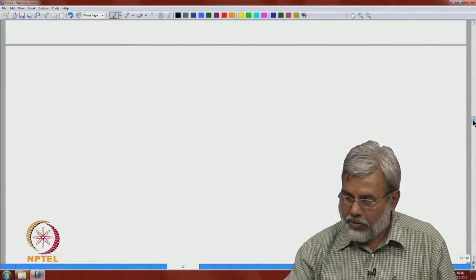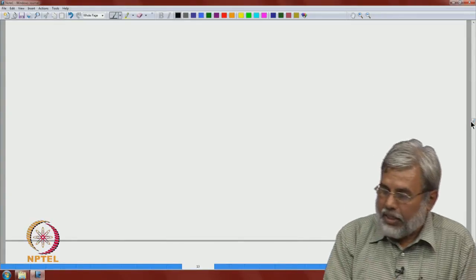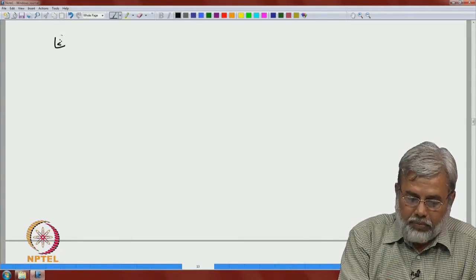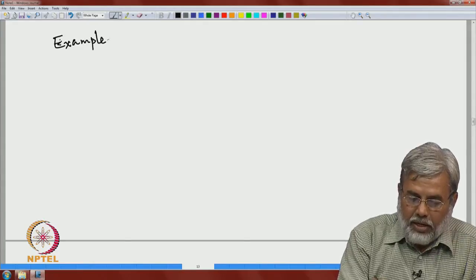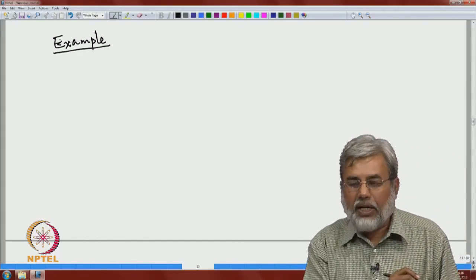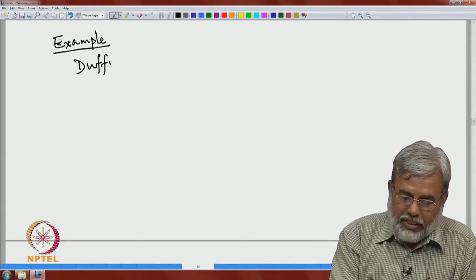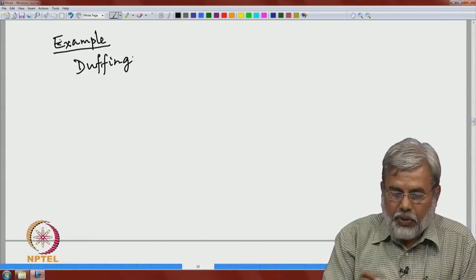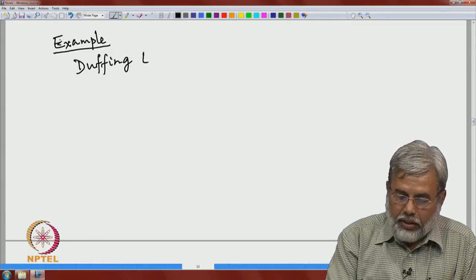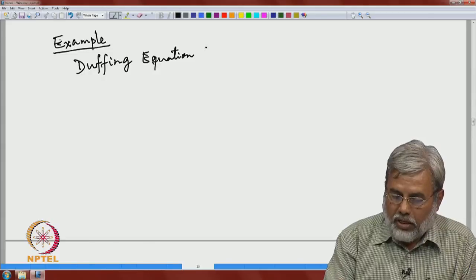So, let us work out some examples in the remaining time. Let me just start with one example, okay, and try to calculate the linearized system, compute the linear system and eigenvalues. So, this is the Duffing equation. You have already seen this in the module giving you all the examples, and this is also called the Duffing oscillator.